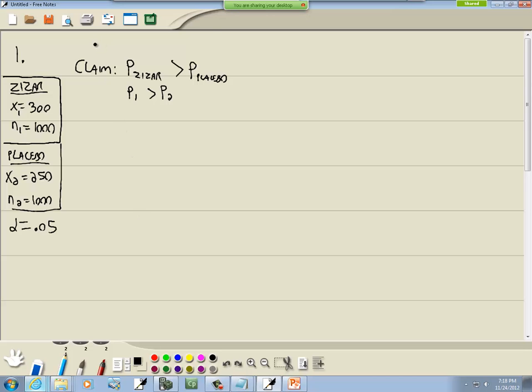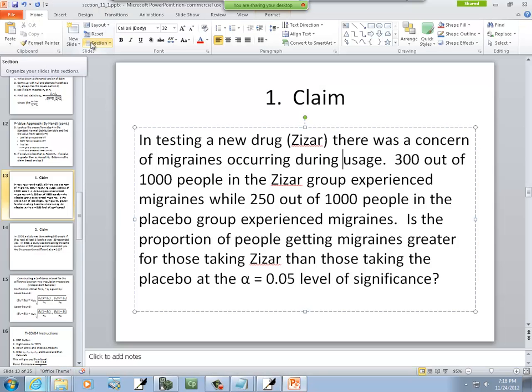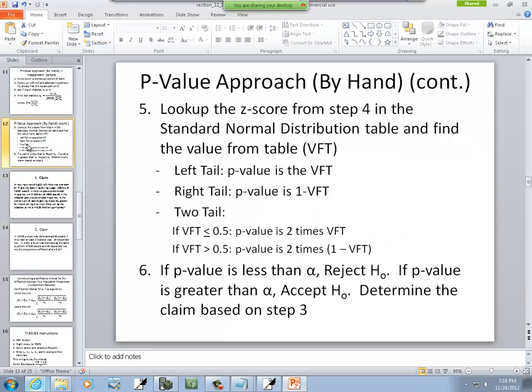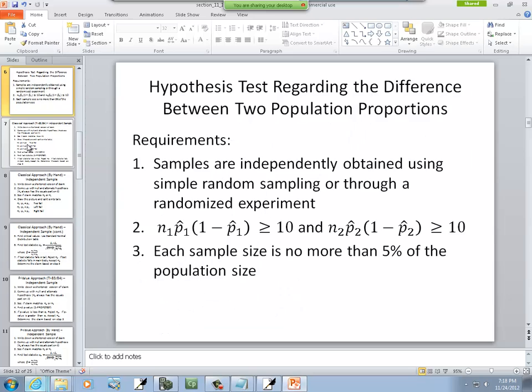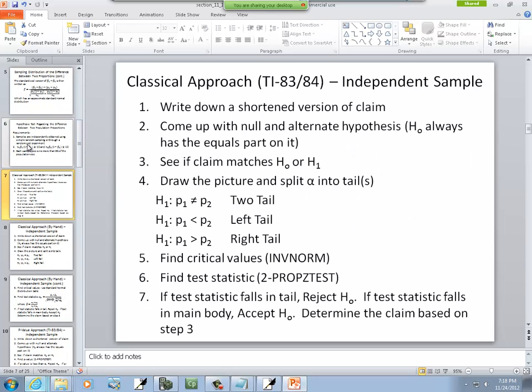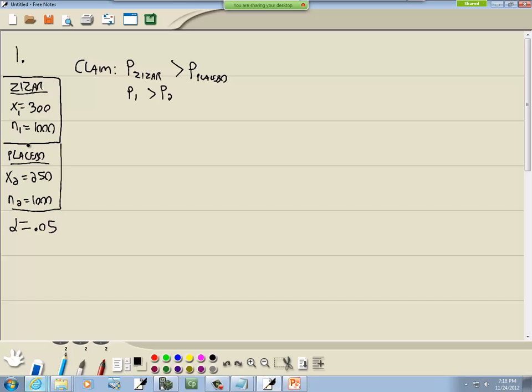Okay, now this first one, if I can get back up here, there we go, will be the classical approach using the calculator. So classical, TI-83/84.